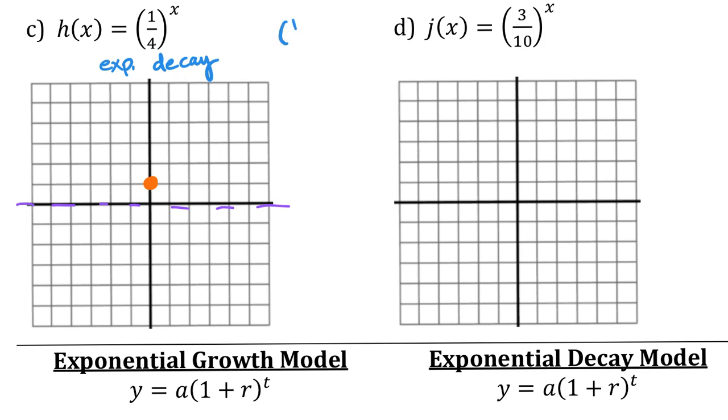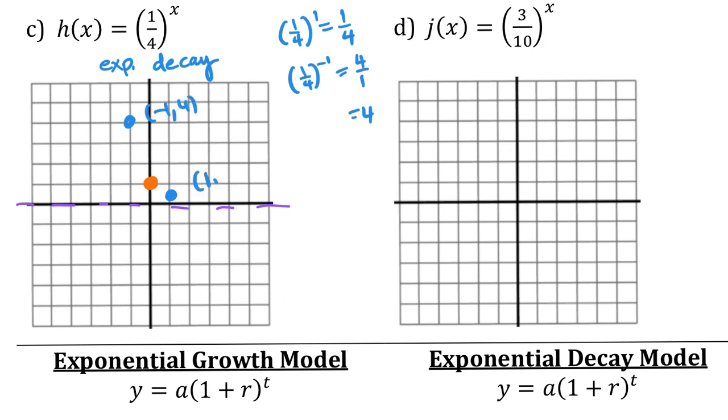If I do 1/4 to the 1, I get 1/4. So (1, 1/4), which is good because it tells me it's going to be down on the right. Now I'm going to do one more clear point. Let me do 1/4 to the negative 1. What does the negative do in an exponent? It flips it. This is 4 over 1, which is 4. So at negative 1, I'm going to go up to 4. 1, 2, 3, 4. So my next point is (-1, 4).